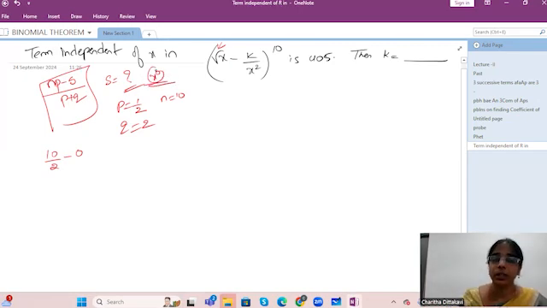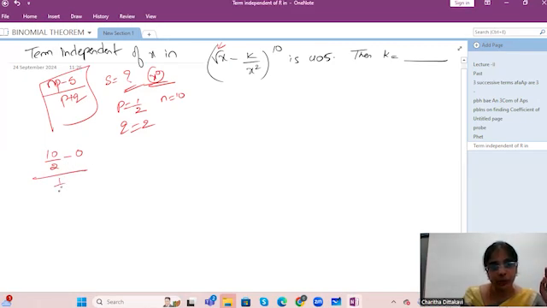As they said term independent of x, that is x to the power 0, I am talking about. The same question can be asked for the coefficient of x to the power 7, they might ask. So for x to the power 7, in this sense, you need to understand that 7 is what you need to place in the place of s.